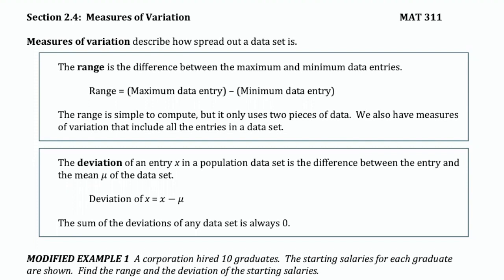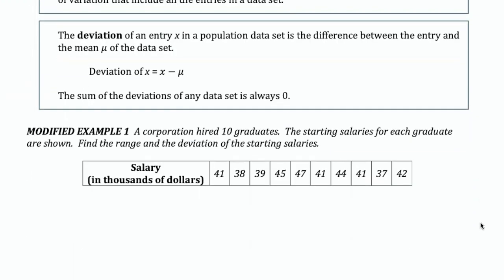And the deviation is just the difference between each data entry and the mean of the data set. And you can see we're using that Greek letter mu again to be the mean of a population. So to calculate the deviation, you literally just take the piece of data minus the mean. And the sum of the deviations of any data set should always turn out to be 0. So keeping these things in mind, let's look at our first example.